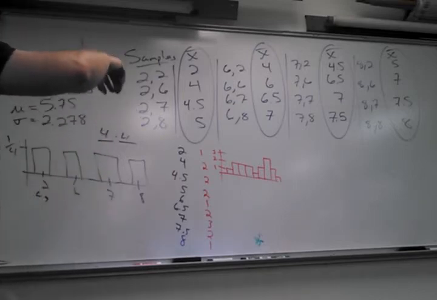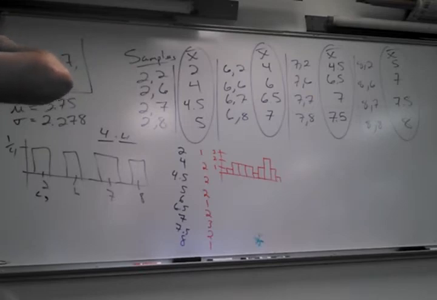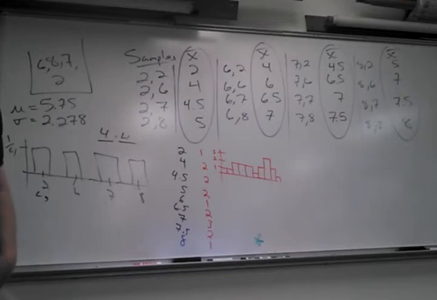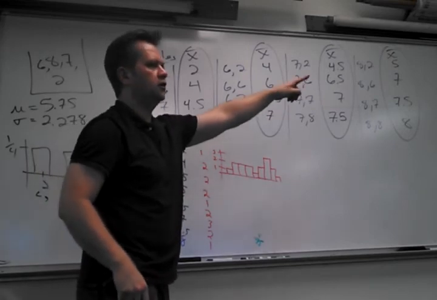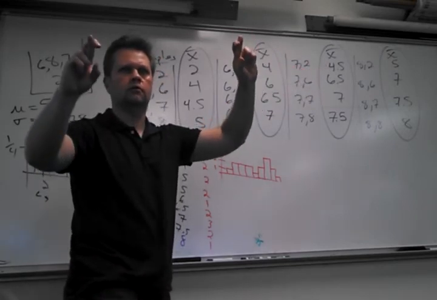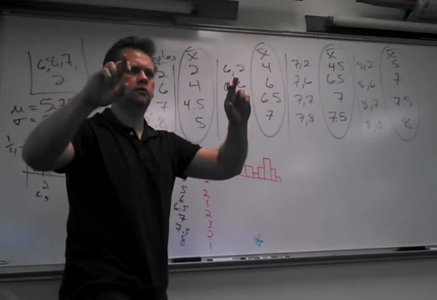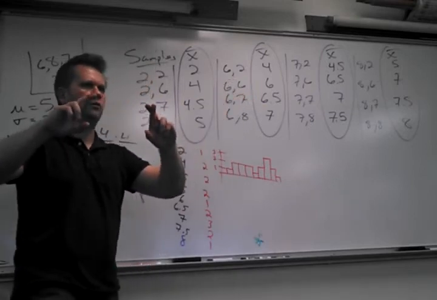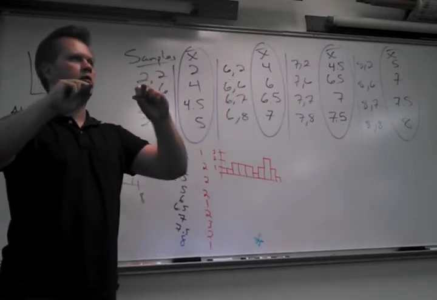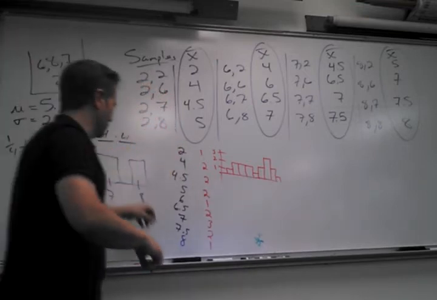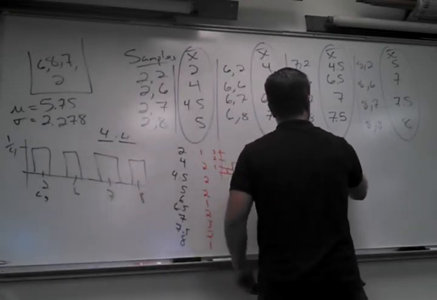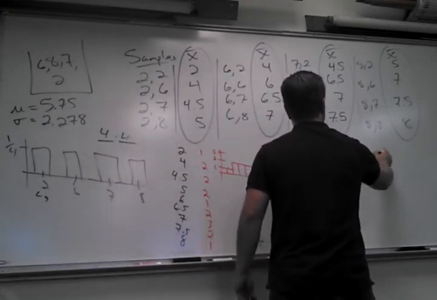So you guys got the mean and standard deviation for all those numbers? Anybody have that yet? Anybody want to share? 5.75. Yeah, good. All right, that's good. Forgot what it was. So mu sub x bar is 5.75.